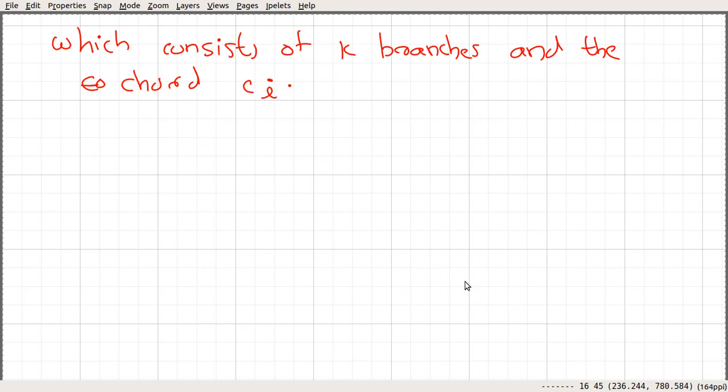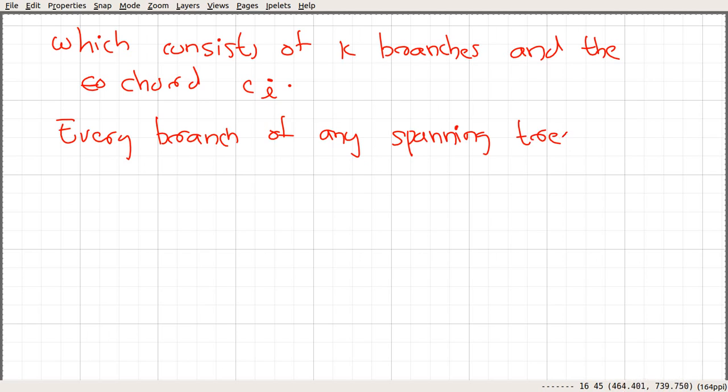Okay, so we know that every branch of any spanning tree uniquely determines a fundamental cut set.